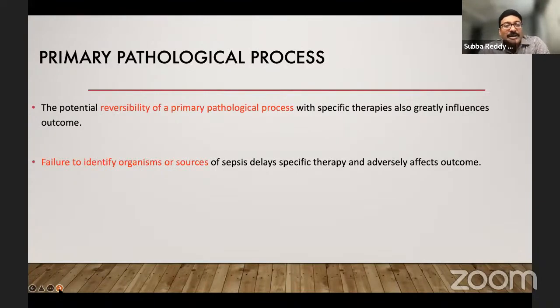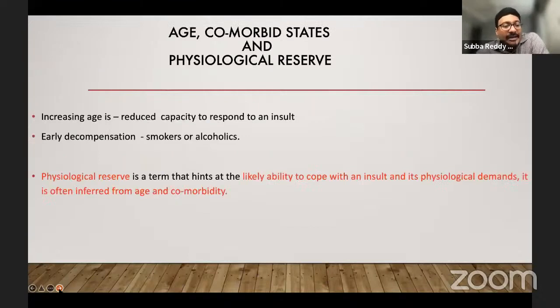The potential reversibility of a primary pathological process with specific therapies also greatly influences the outcome. So you need to know what the primary pathology is. If you fail to identify multidrug resistant organisms, or the source of sepsis, then your outcomes are bad and your prediction can go wrong. Increasing age means reduced capacity to respond to an insult, so increasing age has a high score. And some patients, like smokers and alcoholics, decompensate very early.